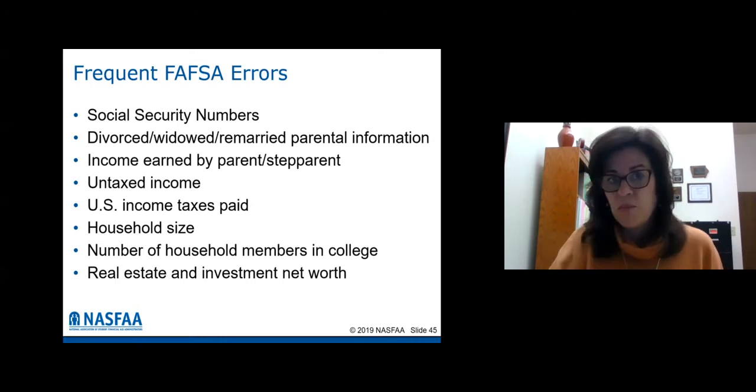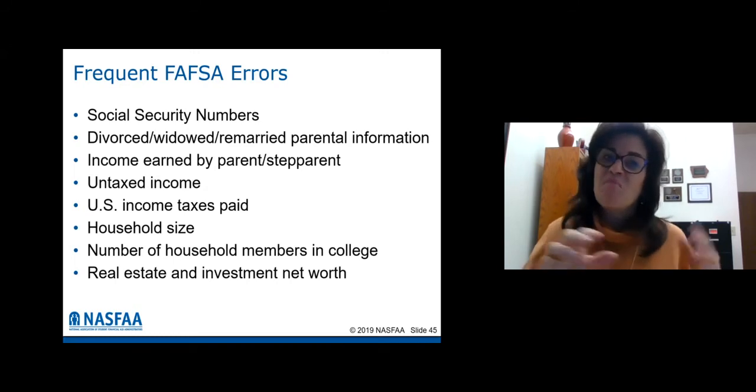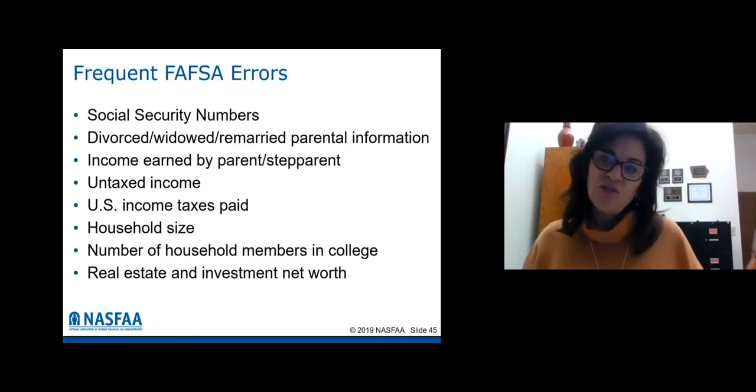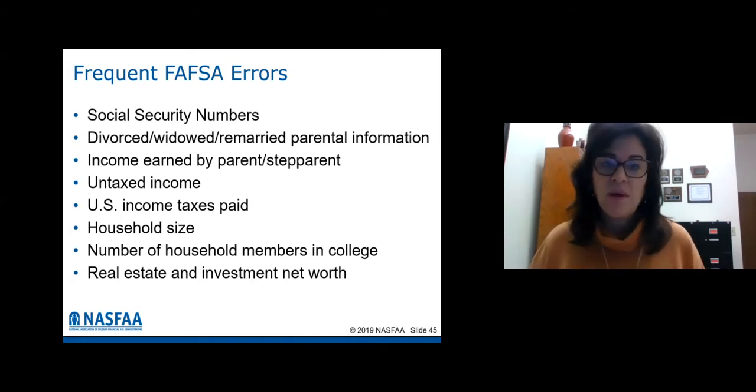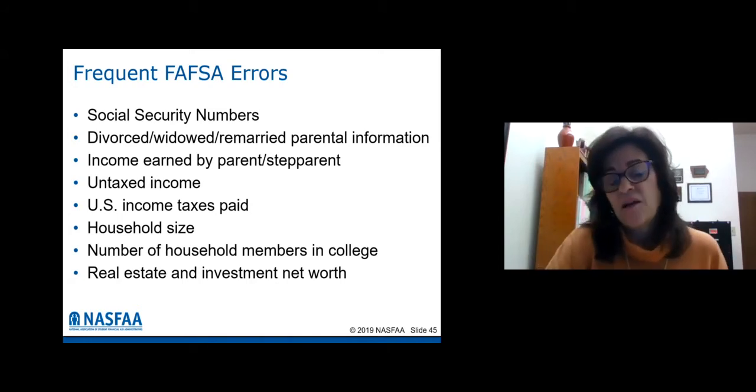The biggest mistake we see is transposition of Social Security numbers. So you transpose one number, or we see a lot of times like mom's filling out the FAFSA and she puts her number in the student's name. Well, that's not going to match up. And the SSN causes huge problems. So double, triple check the SSN for the student and both parents and the birth date to make sure you have the right name with the right social with the right birth date.